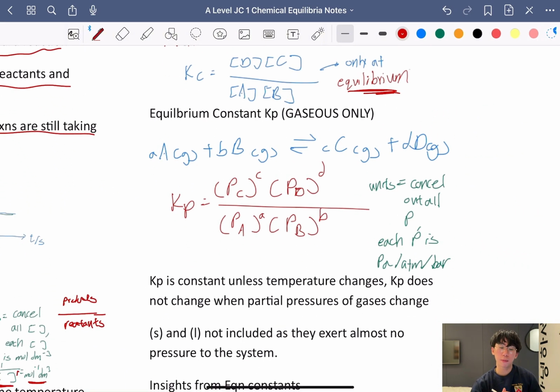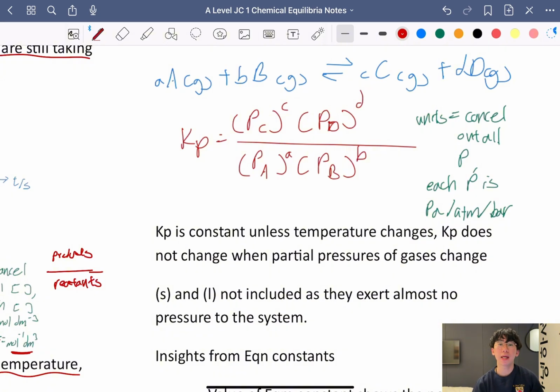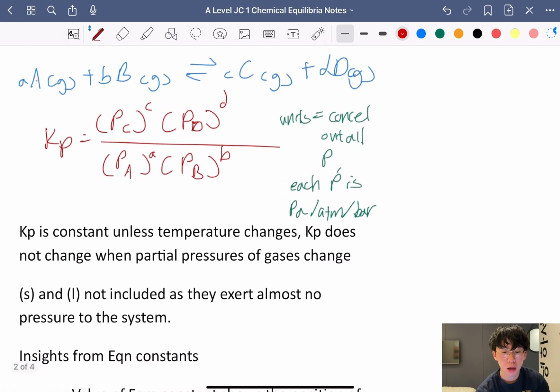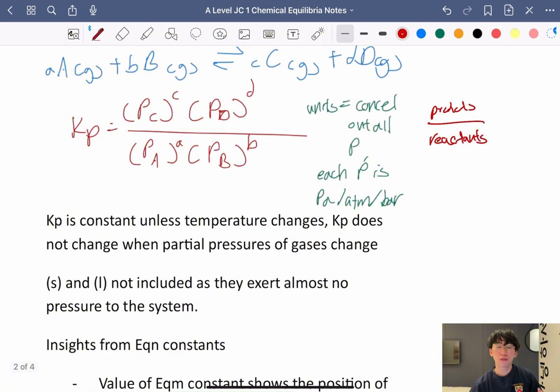Now we move on to the equilibrium constant Kp, for the gaseous state. It follows pretty much the exact same principles, except instead of concentrations, we're going to use partial pressures instead. So this again would be products over reactants, and the powers are all to the power of their molar ratios within the equation itself. Again, the units are found when you cancel out all the partial pressures, and each partial pressure that you see is in Pascal or atm or bar, depending on what unit the question gives you.